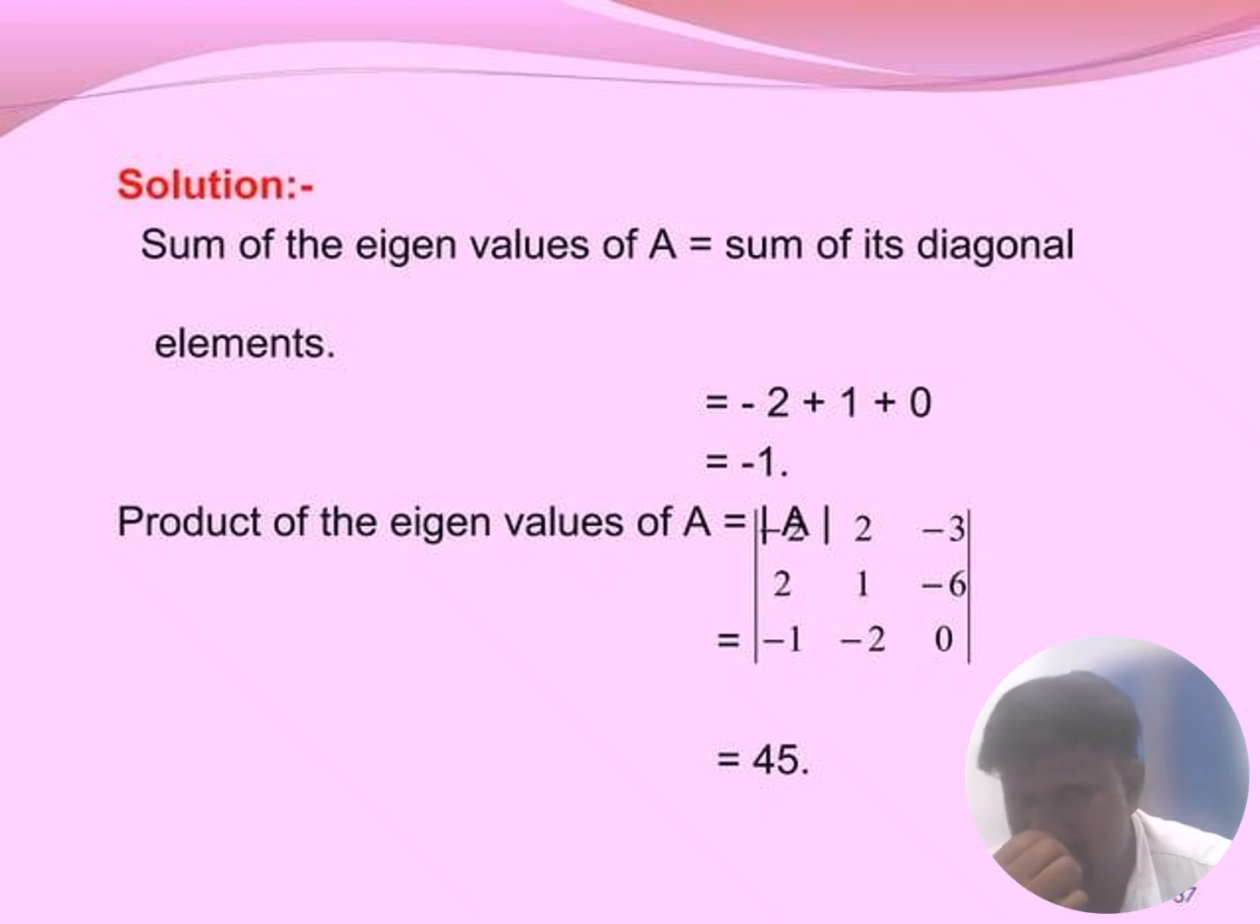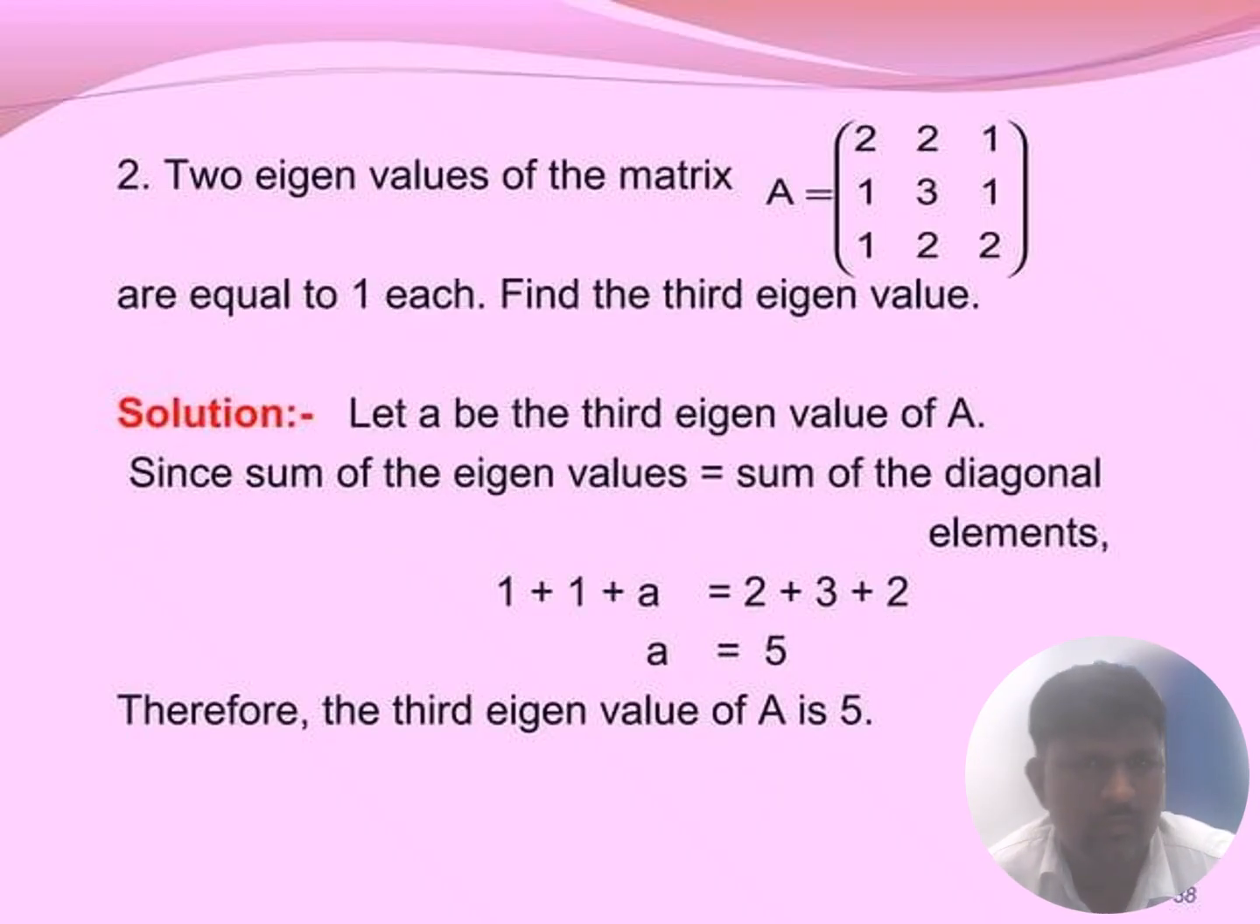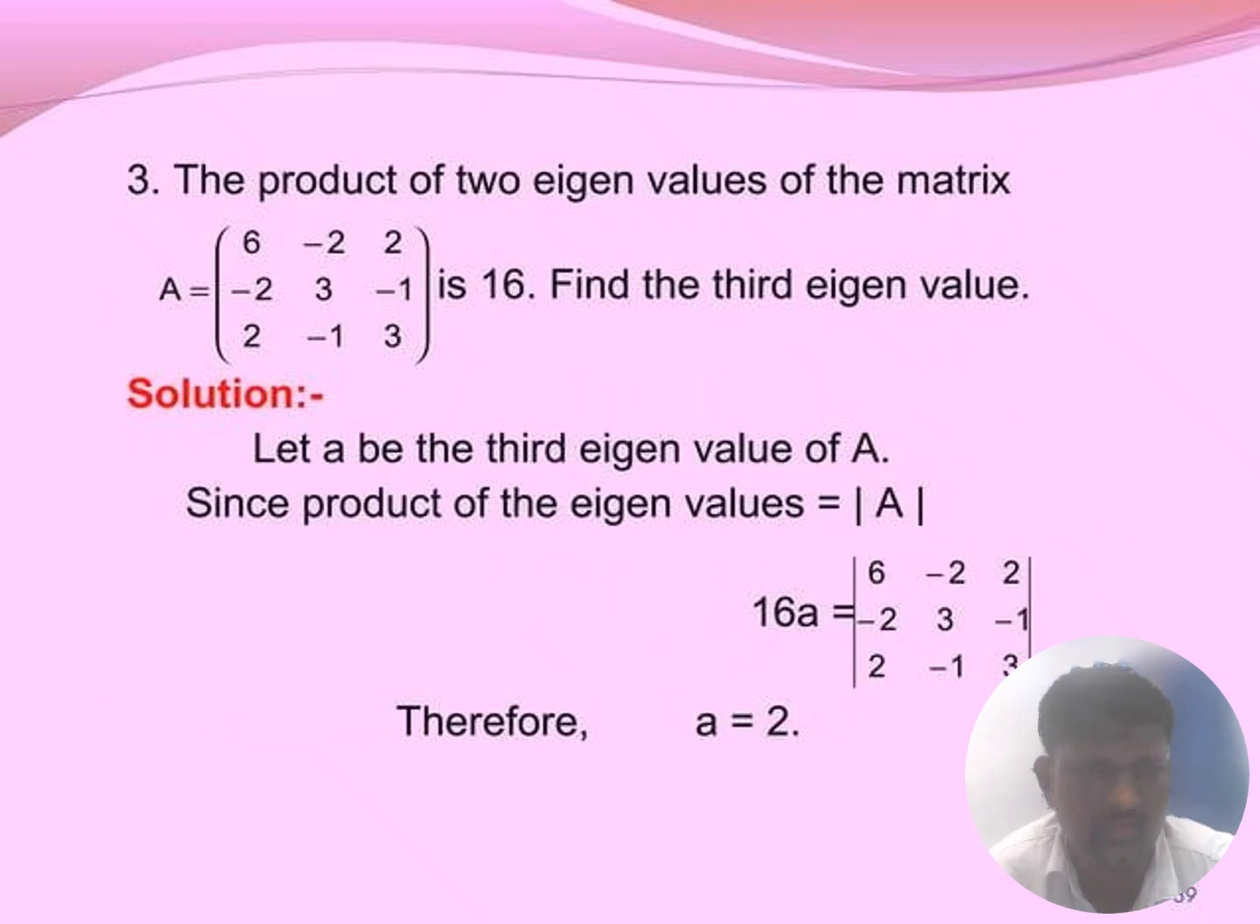So what is the given matrix? Two eigenvalues of the matrix are equal to 1 each. Find the third eigenvalue. So let a be the third eigenvalue of A. Since the sum of the eigenvalues is equal to the sum of the diagonal elements, by this property 1 plus 1 plus a is equal to 2 plus 3 plus 2. So we can find the value of a, that is, the third eigenvalue is 5.